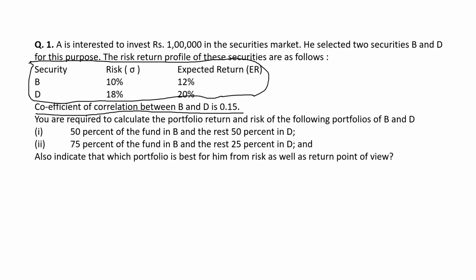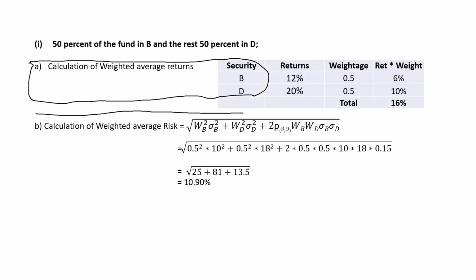Now what we'll do is we'll see how the calculation is actually done. Can you tell me how much is the weighted average return? Weighted average return is simple. You have to take weightage as 0.5, 0.5, multiply by their expected return, that is 12% and 20%. Can you calculate that and tell me the answer? Weighted return. Sir, 16%. 16% is correct.